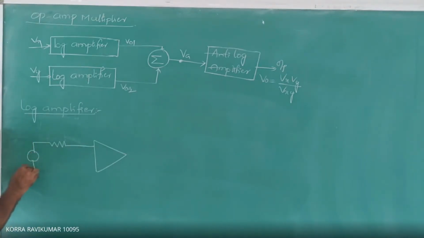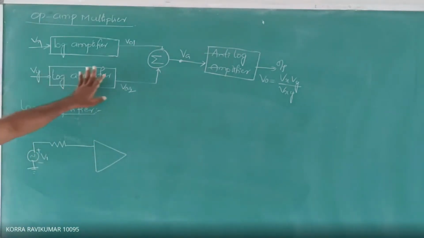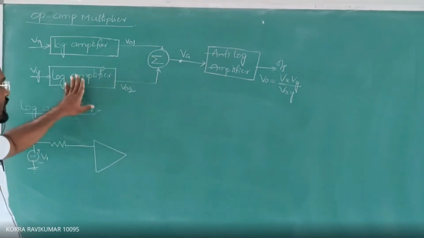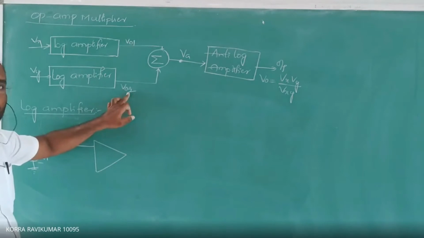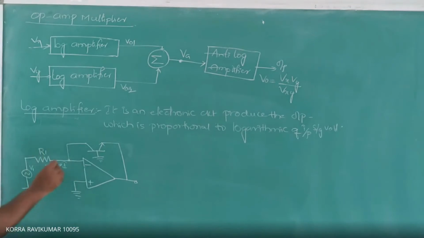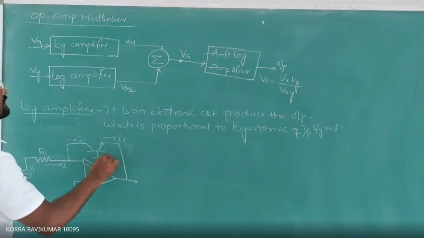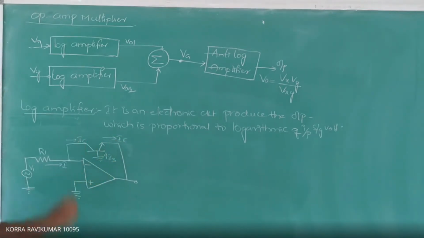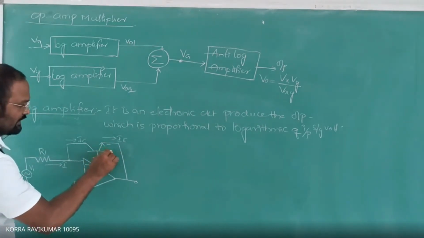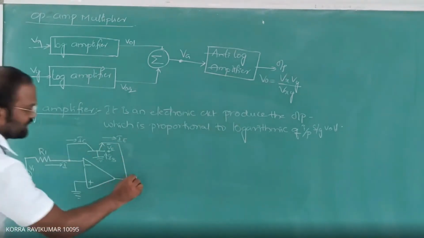This is the inverting terminal where we are applying the input signal. The log amplifier is an electronic circuit that produces an output proportional to the logarithm of the input signal current. And this is the collector current, and this is the emitter current. Here it is the base current, IB. This is negative and here it is positive, and the voltage present here is the emitter voltage VE. This is the output voltage.